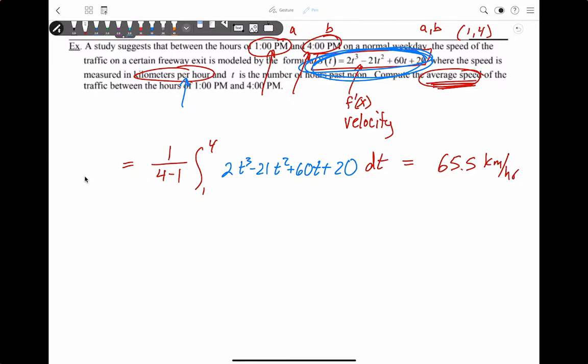Now, I'm going to show you just briefly with the calculator what you could do for the sake of time. But before I do, some people like to say, well, if you started at 1 p.m., couldn't you say that a is 0?